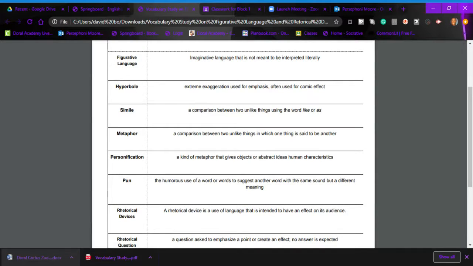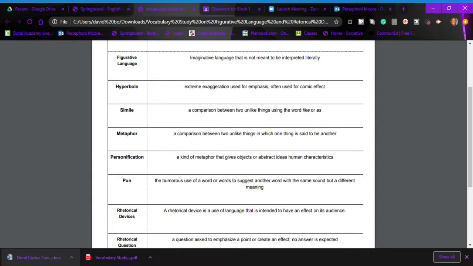Figurative language is imaginative language that is not meant to be interpreted literally. We all like to use the word literally, sometimes in the very wrong context. For example, I might say, "Oh my gosh, I literally died." But I didn't literally die because I'm still breathing and my heart's still beating. So I can't say literally. I can say I figuratively died, but it doesn't ever give really the emphasis of the word literally. So just watch how we use that because sometimes we use it all wrong.